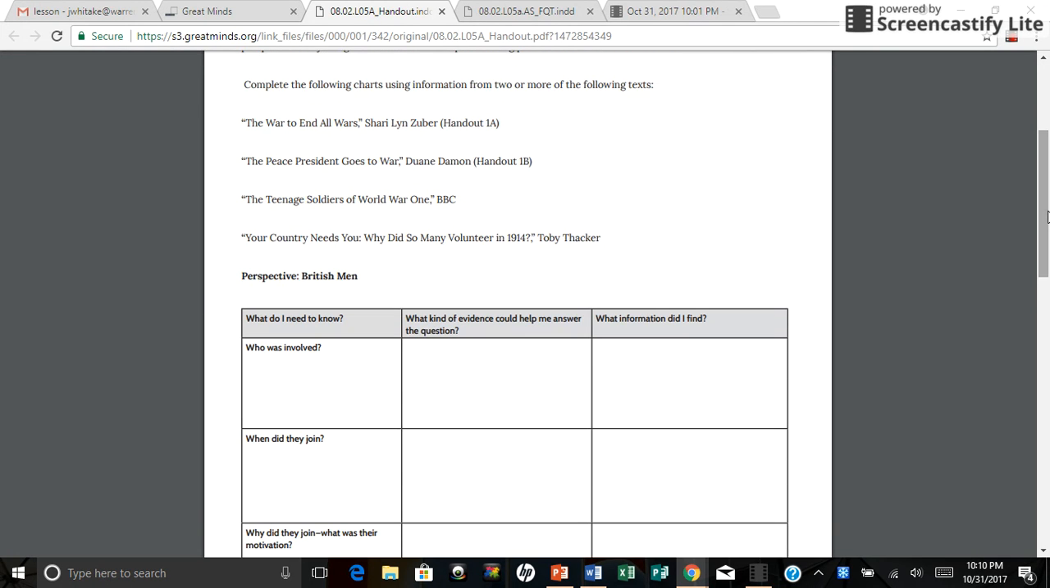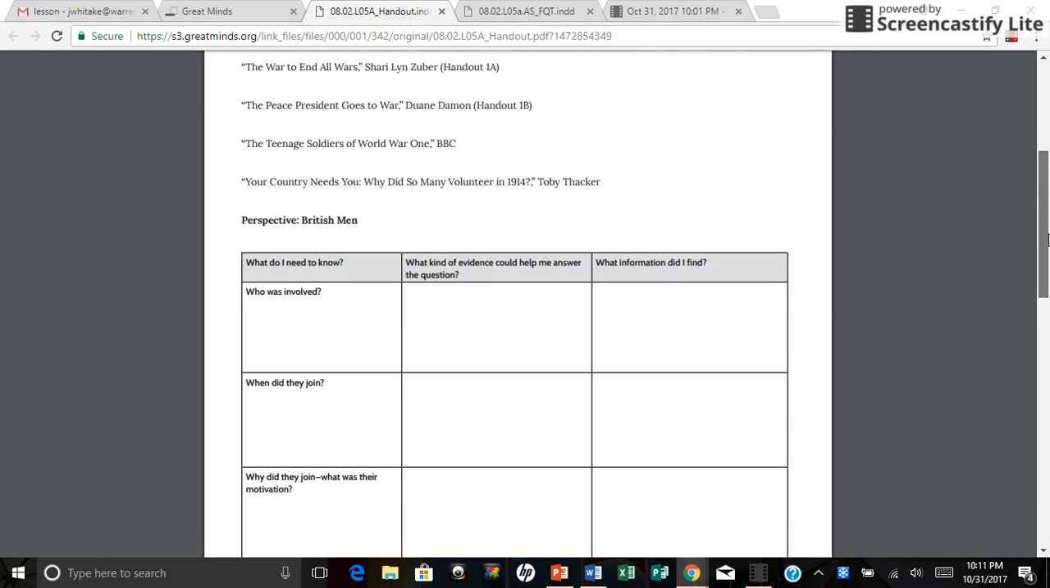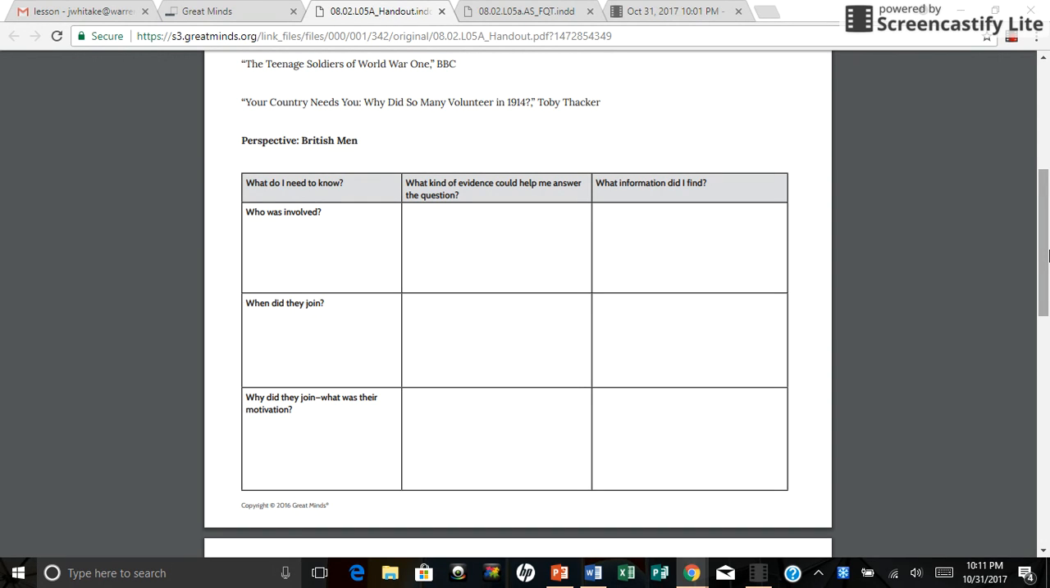This first part is particularly about the British men. And remember, there were 3 examples alone in the Teenage Soldier one, but in the Teenage Soldier one, we also got more specifics as to those motivators, as to why men in general, not specifically those 3, joined. What kind of evidence could help me answer this question? Remember, there's 6 types of evidence: facts, statistics, definitions, brief explanation, first-person account, and the argumentative claim or opinion.